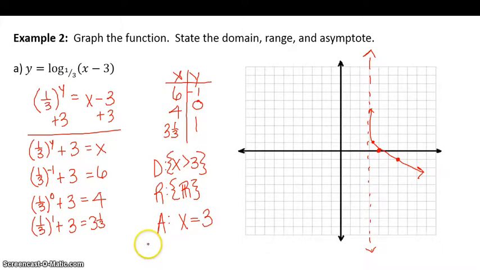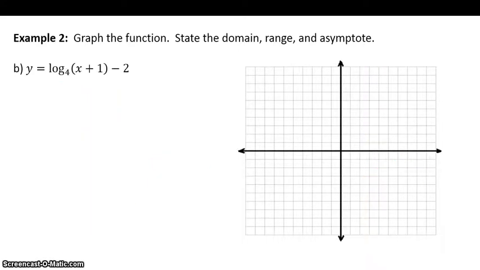Okay? So that's how you figure out what your asymptote is. In this case, if you just look at the original log equation, it'll be whatever's opposite of what's inside the parentheses in the log. Once you change it to exponential form, it will be whatever comes after the exponent stuff, which in this case was the 3. So if it's in exponential form, you don't need to change the sign.